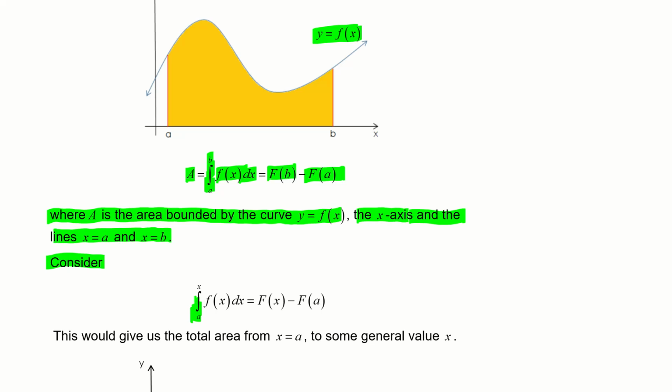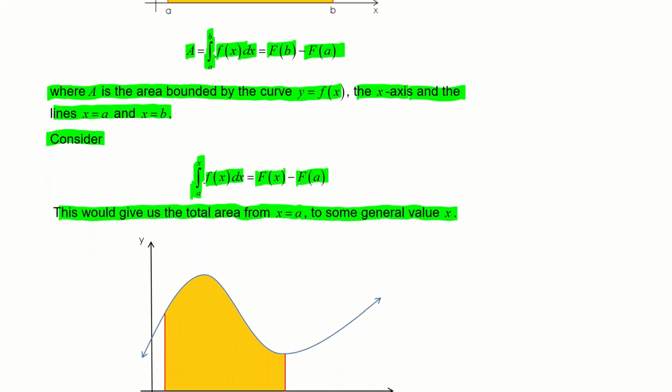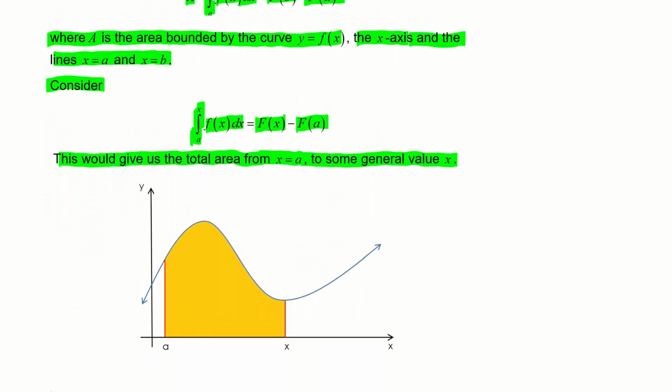Consider the integral from a to x of f of x dx. That would be equal to F of x take away F of a. This would give us the total area from x equals a to some general value x. In other words, it would give us a function that would apply even when we move x up or down.